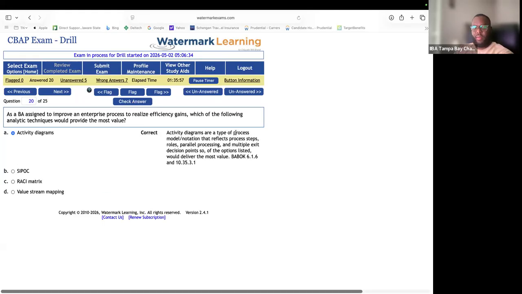Yep. Activity diagrams are a type of process model notation that reflect process steps, roles, parallel processes, and multiple exit decision points. So of the options listed, it will deliver the most value. And Tia has a strong knowledge in activity diagrams.